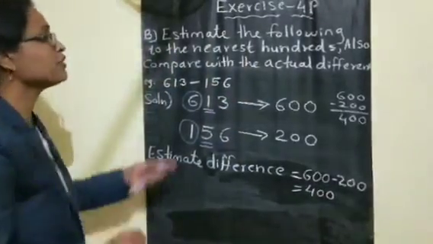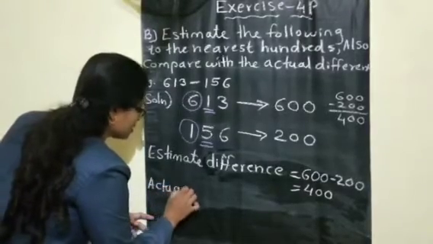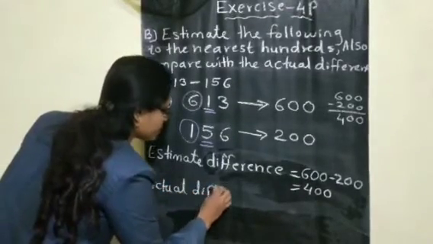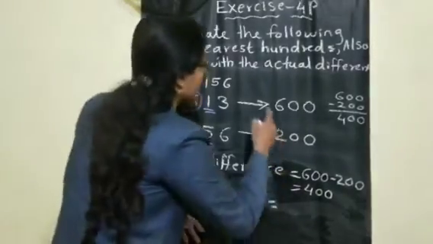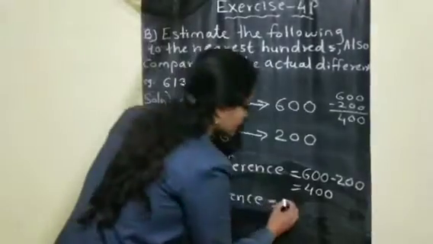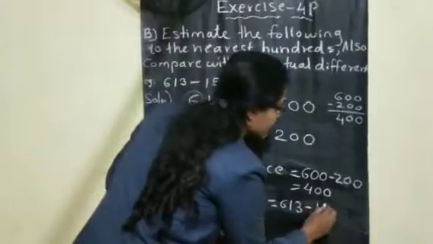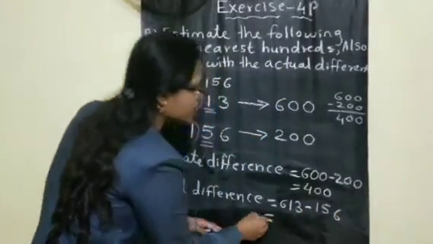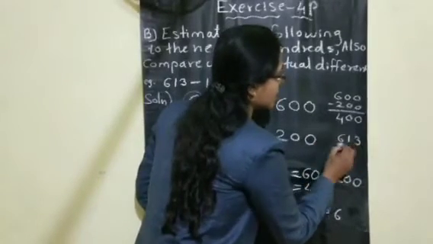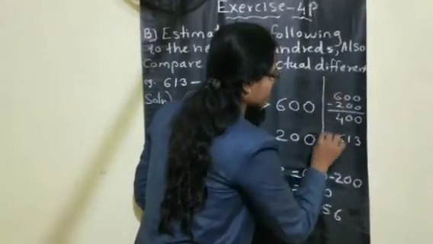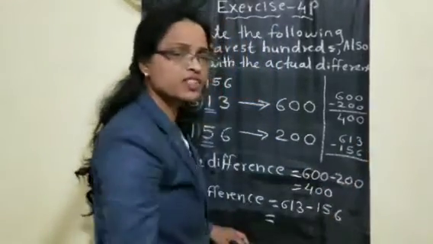Now let us find the actual difference. Actual number is what? 613 minus 156. Again you have to find the difference of these numbers. So again you arrange 613 minus 156. Can you subtract 6 from 3, children?